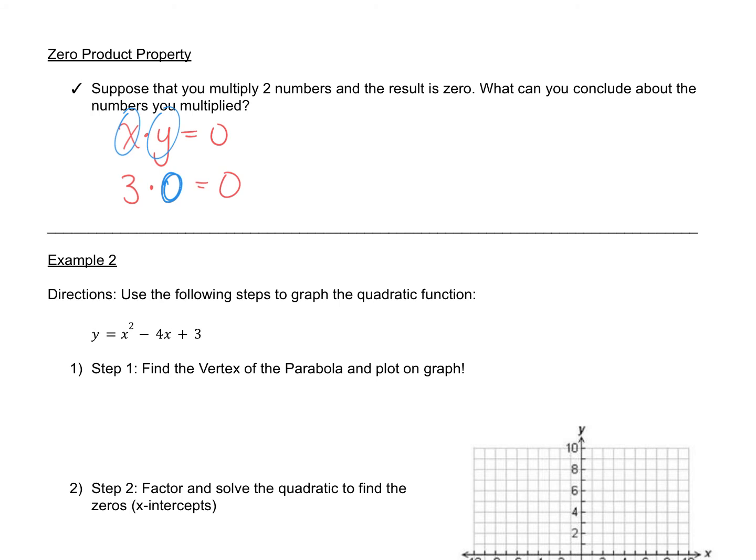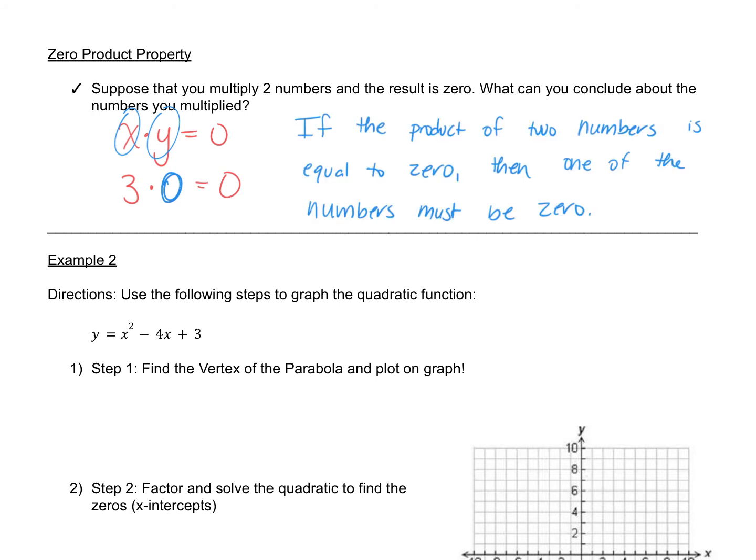So let me give you the definition of that right now. So take a moment to write this down. If the product of two numbers is equal to 0, then one of those numbers must be 0. We talked about this a little last unit, right? That zero product property basically means if I have two things that we multiply together and they equal 0, one of those has to be 0. And we did that in our example as well when we were factoring. Okay, so one of those has to be 0. So I kind of set them each equal to 0 and solve them. So that's what we're going to be doing in our next piece. All right, so go ahead and get that definition down. We're going to move on to example 2.